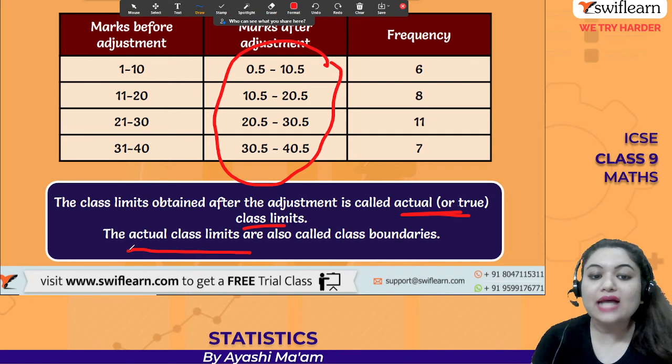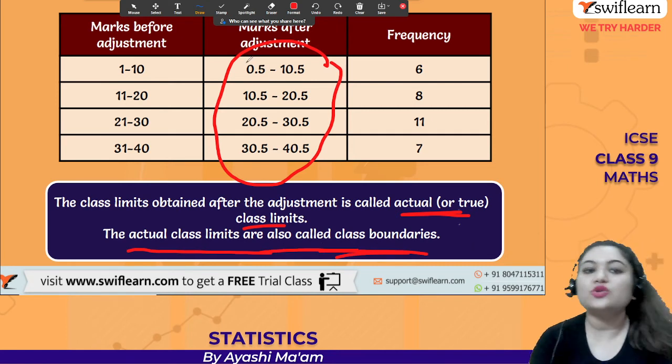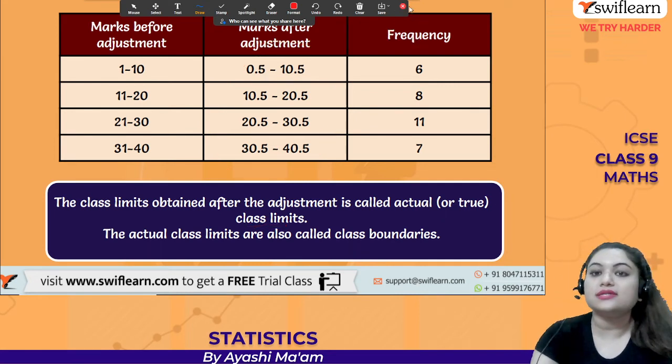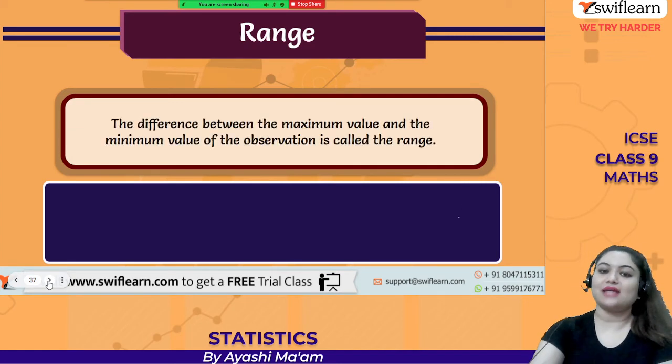The actual class limits are also called as class boundaries. Okay, so these actual class limits you can also call them as the class boundaries. Easy? Okay, next come to range.